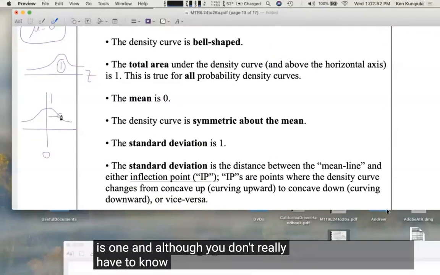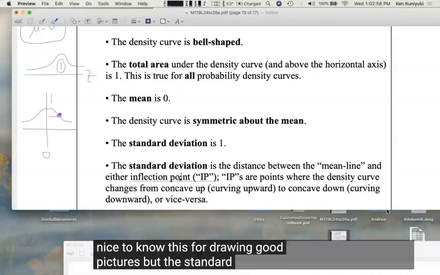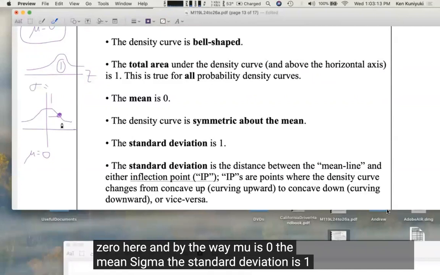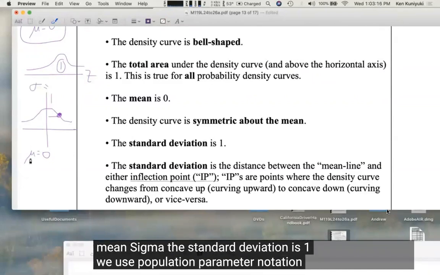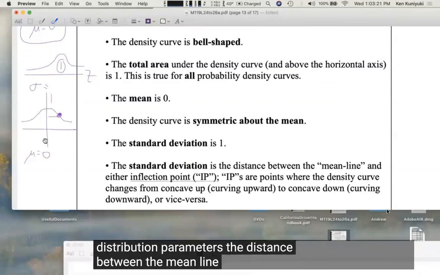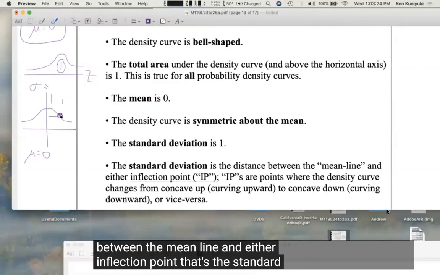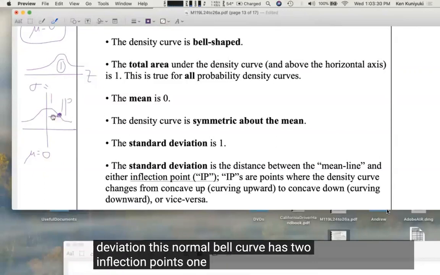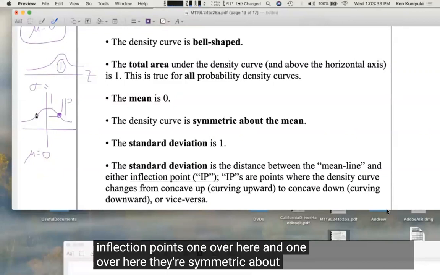And although you don't really have to know this for this class, it's nice to know this for drawing good pictures. The standard deviation is the distance between the mean line, the 0 here, and by the way, mu is 0, the mean. Sigma, the standard deviation, is 1. We use population parameter notation for distribution parameters. The distance between the mean line and either inflection point, that's the standard deviation. This normal bell curve has 2 inflection points, one over here and one over here. They're symmetric about the mean line.